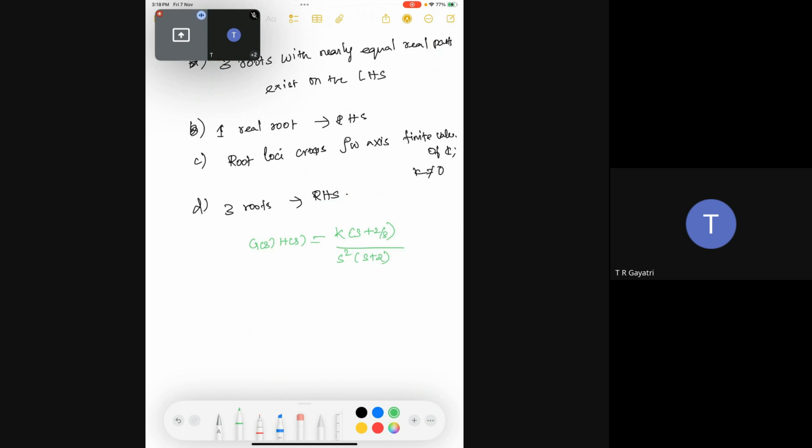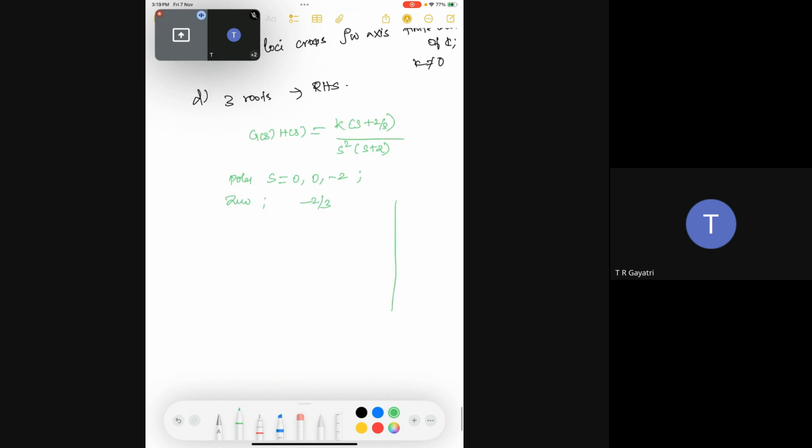First, we will find the poles. So poles will be 0, 0, minus 2. Zeros will be minus 2 by 3. So we'll plot the root locus. Quickly we are going to do. Two poles are here at the same location, and one is at minus 2 and the zero is at minus 2 by 3.